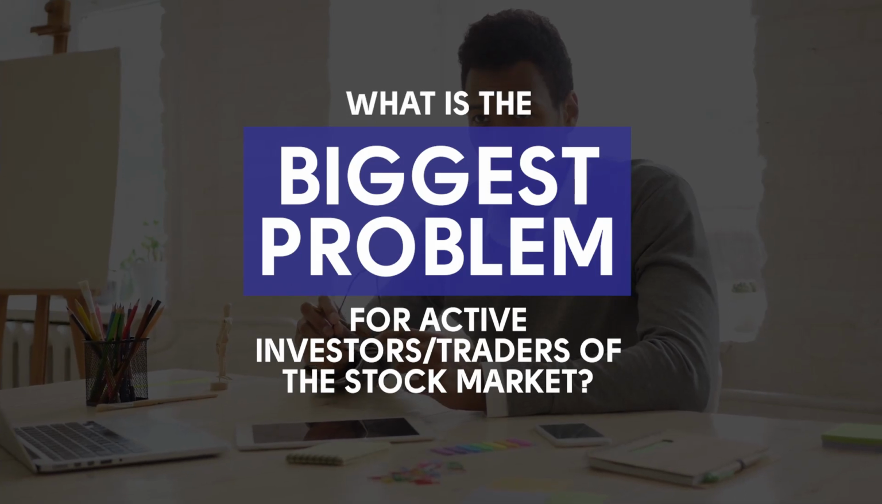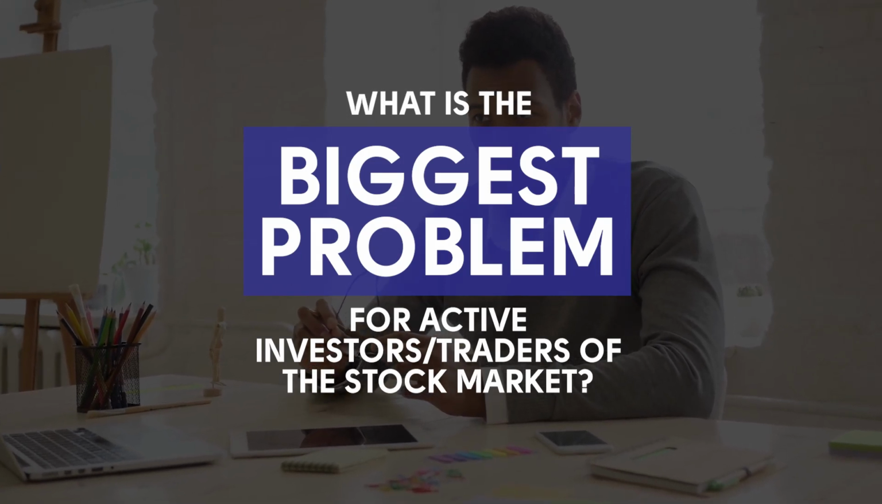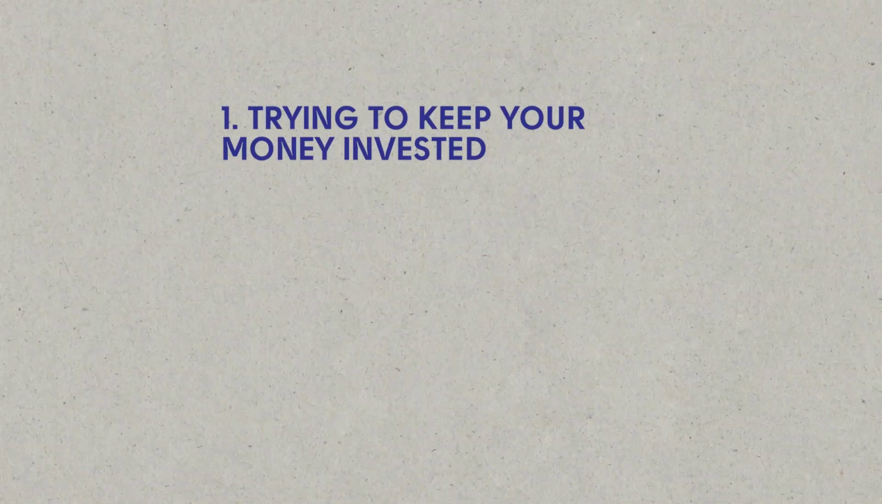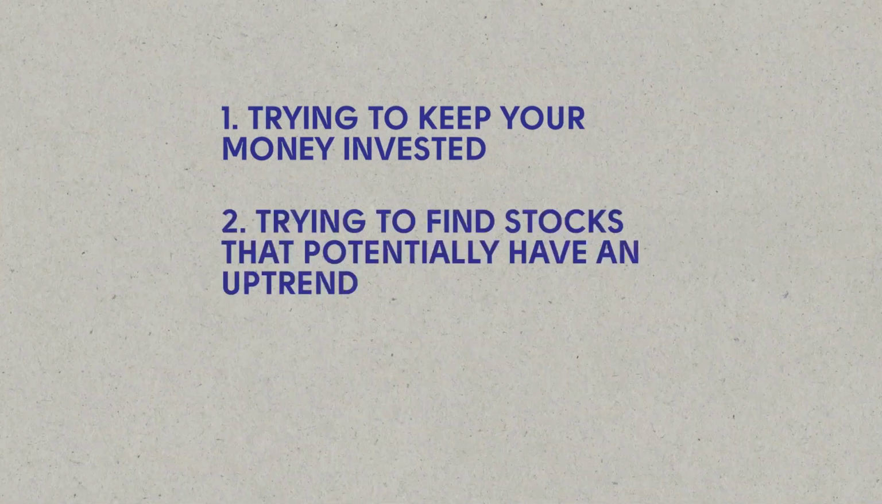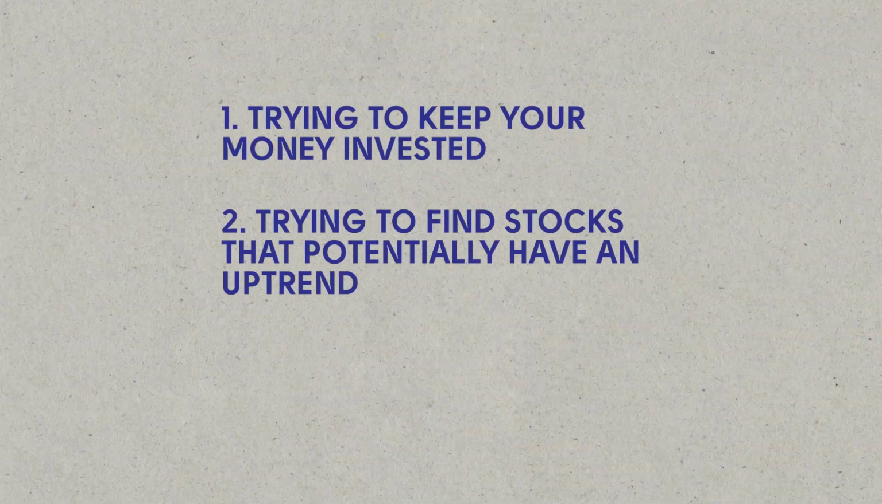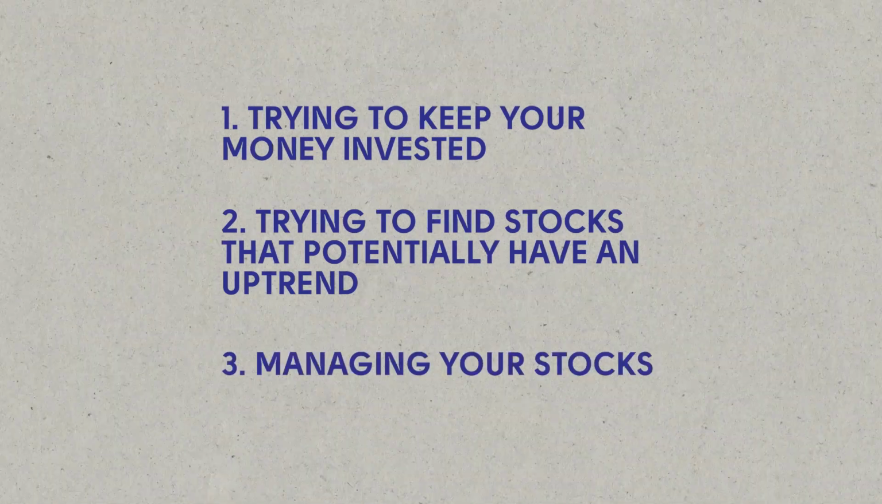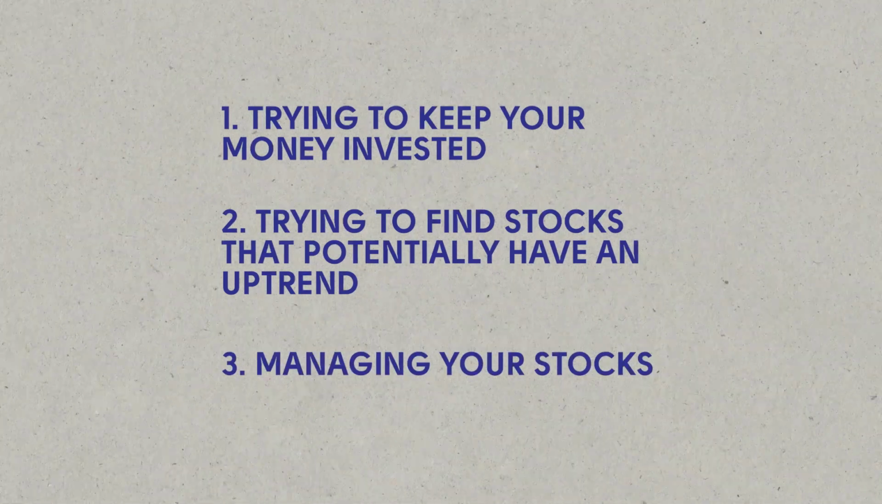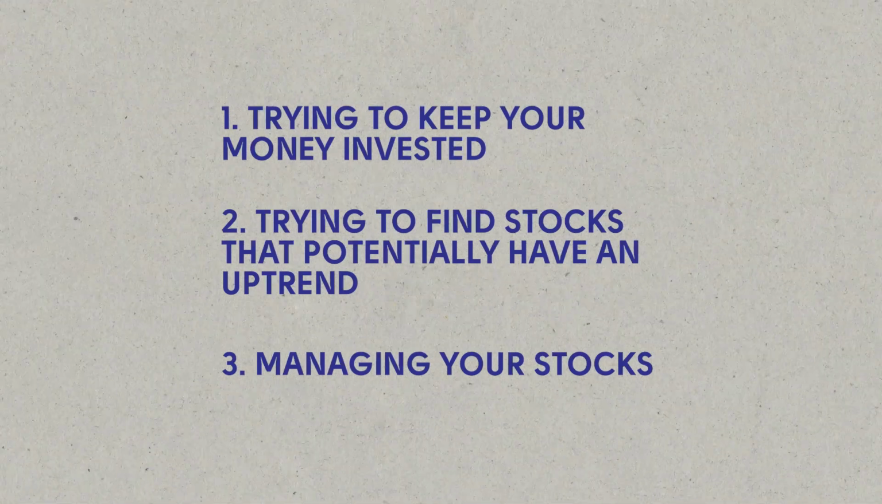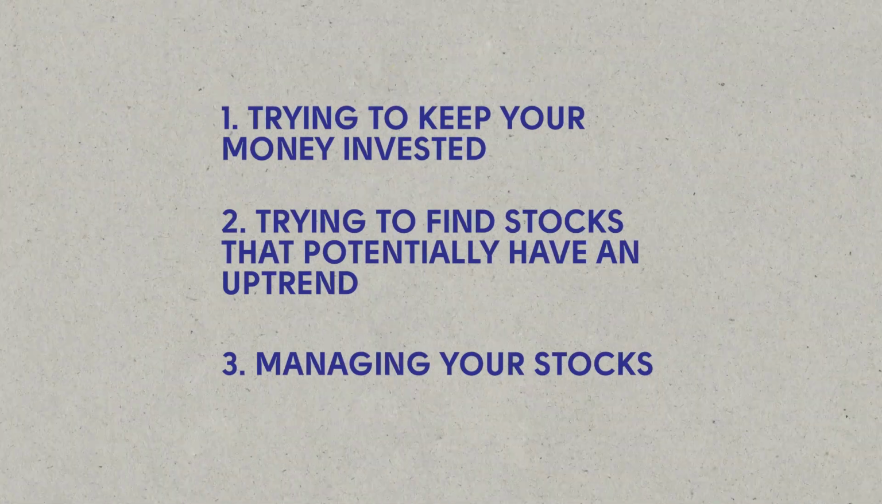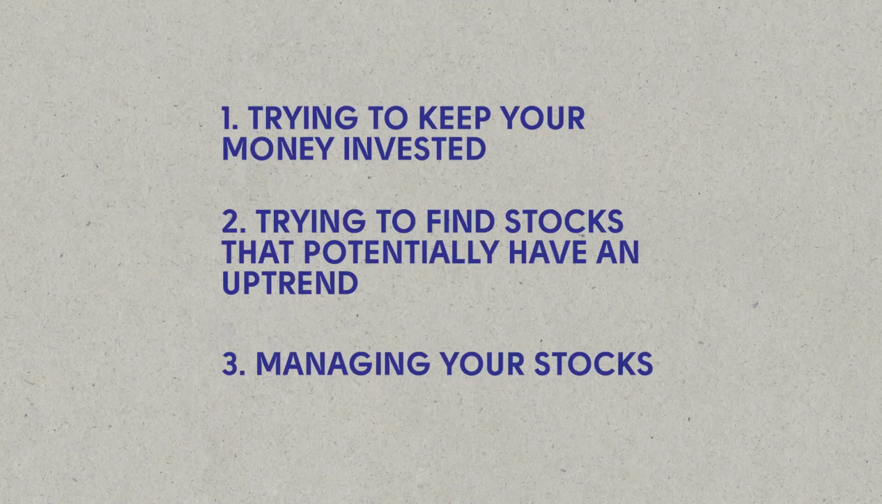What is the biggest problem for active investors or traders of the stock market? Well, it's trying to keep your money invested. And in doing so, trying to find stocks that potentially have an uptrend or are about to start an uptrend. And then to manage those stocks when they're open trades: if they go down, to cut out at a small loss, or if they continue to go up, to let the profits run.